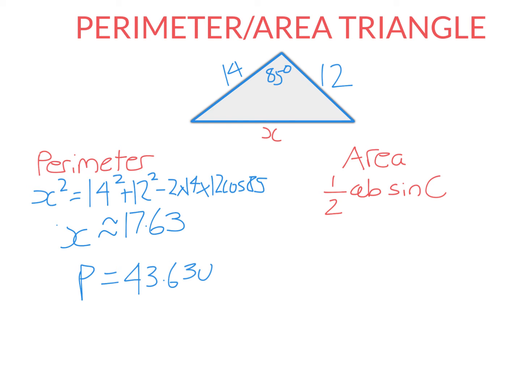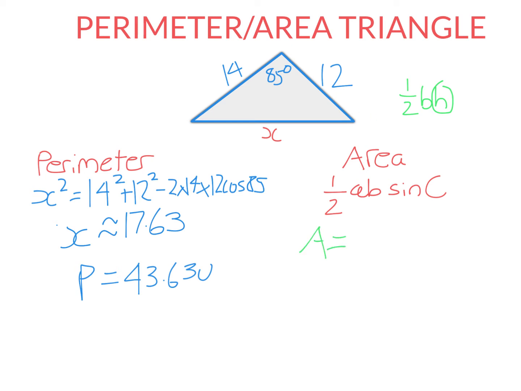What about the area? Now, you're used to using half base times perpendicular height to find the area of a triangle. The problem is we don't always know the perpendicular height. Here, we don't know the perpendicular height, so we need another way to find the area of a triangle. It turns out the area of any triangle is half ab sine C. So a and b are any two sides, and C would be the angle between them. If you have two sides and the angle between them, you can find the area very easily using this formula here.